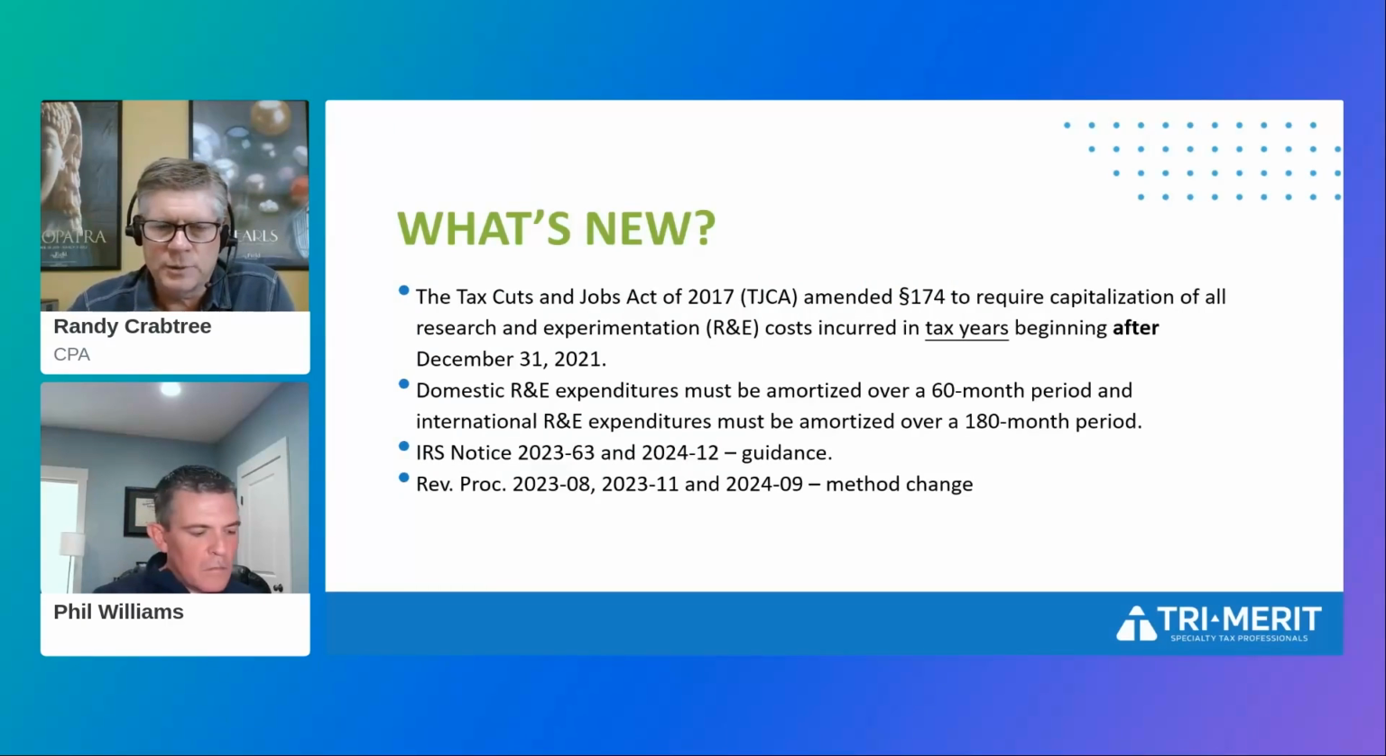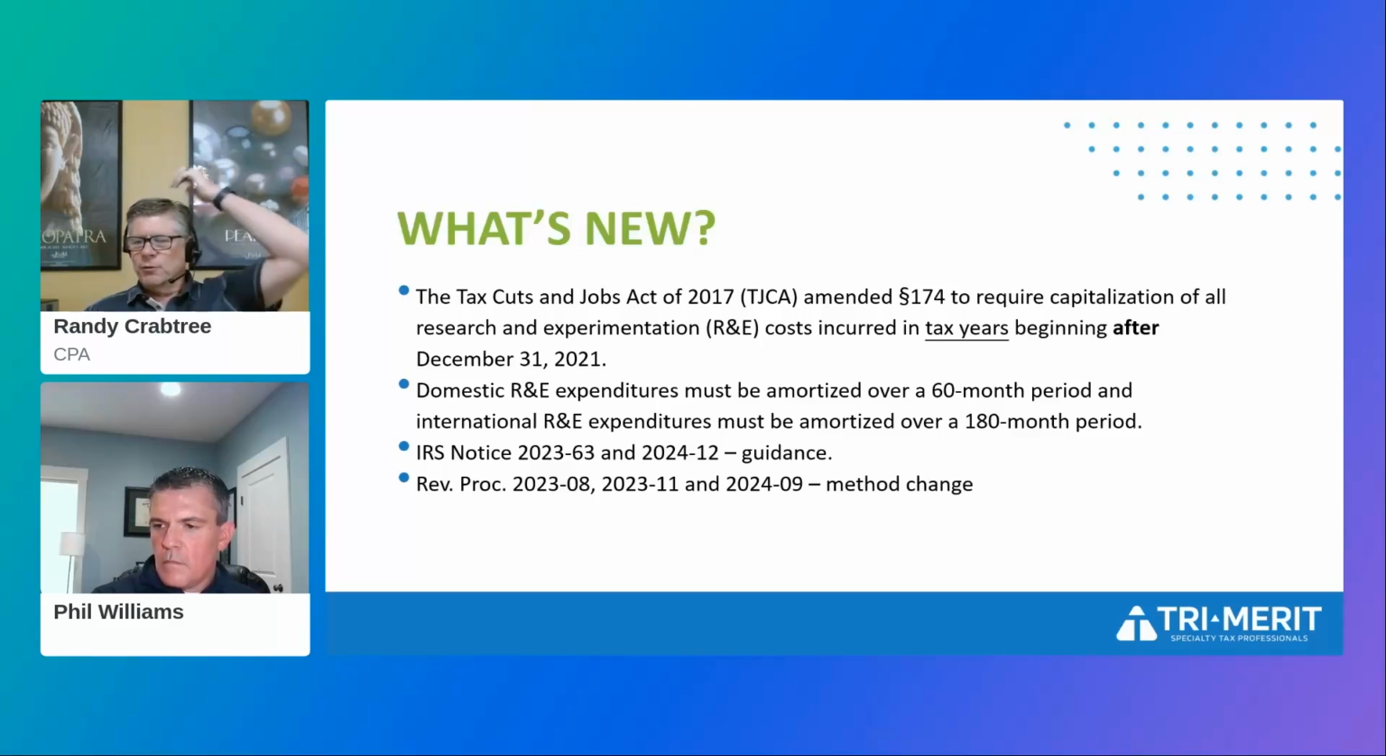That kicked in the year 2022 was the first year we had to deal with this. Any U.S.-based domestic expenditures have to be capitalized and amortized over 60 months. Any international expenditures are capitalized and amortized over 180 months. We've been waiting for guidance from the IRS to tell us what a 174 expense is. We have gotten 4 or 5 different things associated with it. Three of them are Rev Procs that talk about a change in accounting method when we're adopting these new changes. I'm not going to highlight those at all right now.